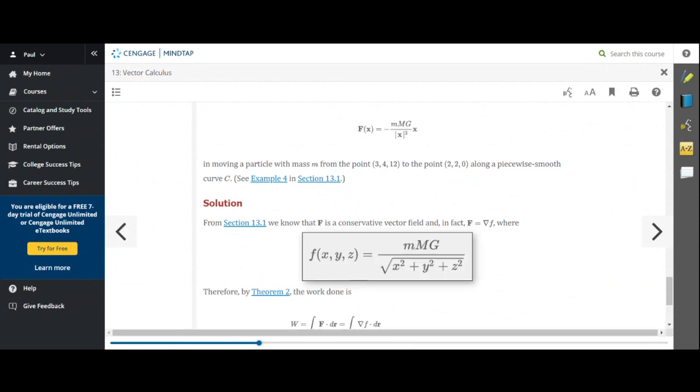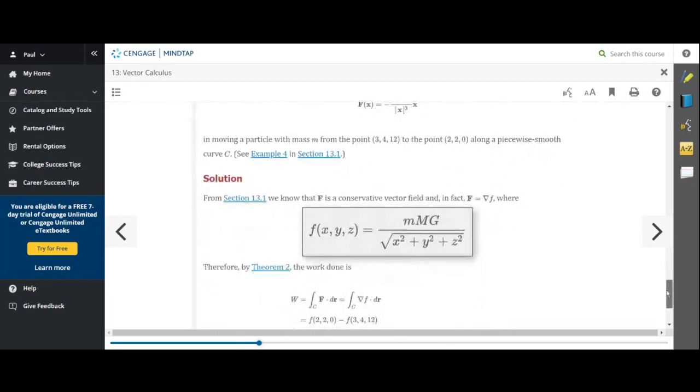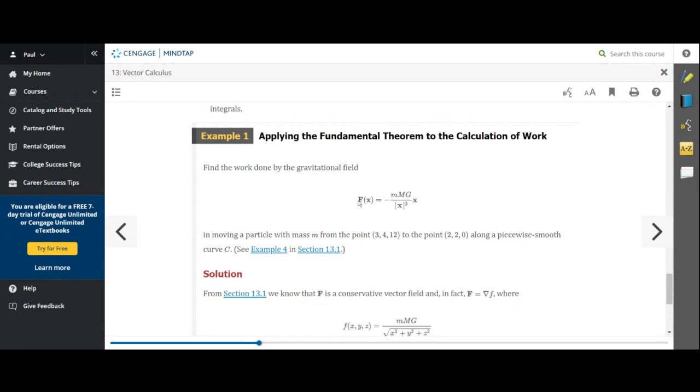If you take the gradient of this function here, looking at example 1, then that gradient will equal the vector field F given by that expression. And that's why the gravitational field is a conservative vector field.